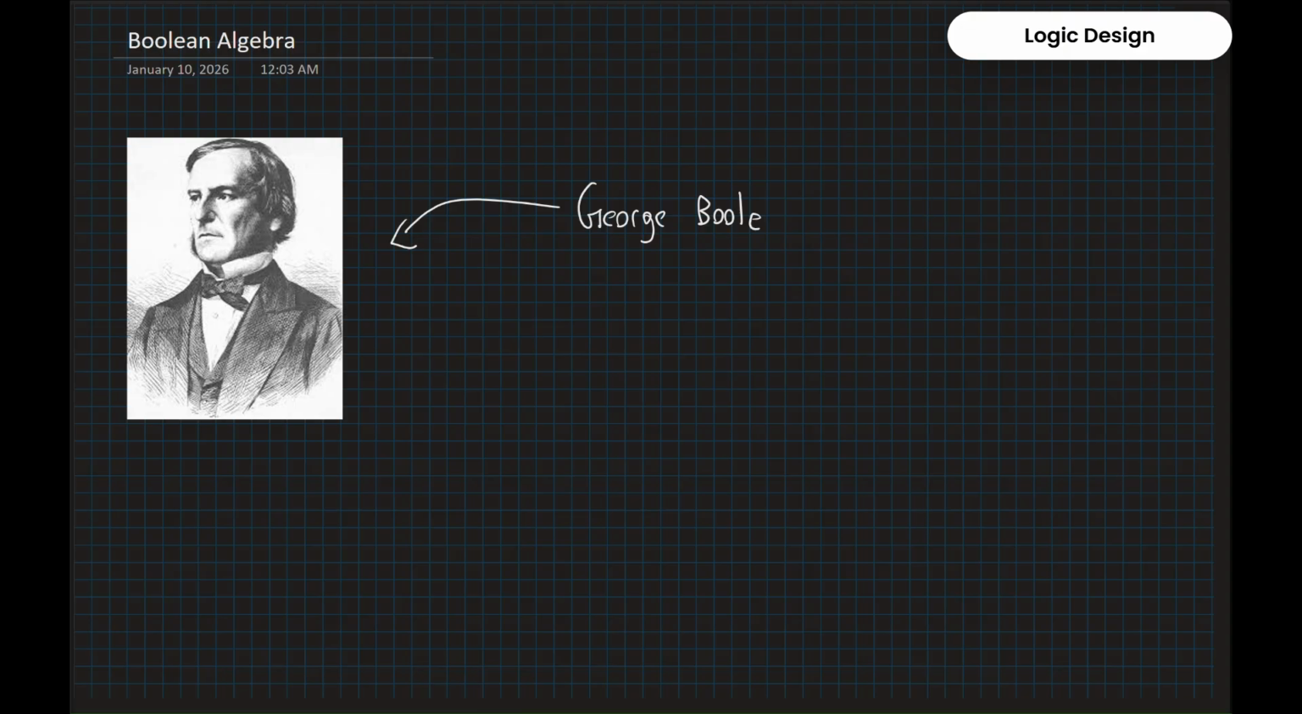He was a mathematician, a philosopher, and he's also the first professor for mathematics at Queen's College, all the way in Ireland. So why do we use Boolean algebra? We use it to simplify our complex expressions into simpler form.